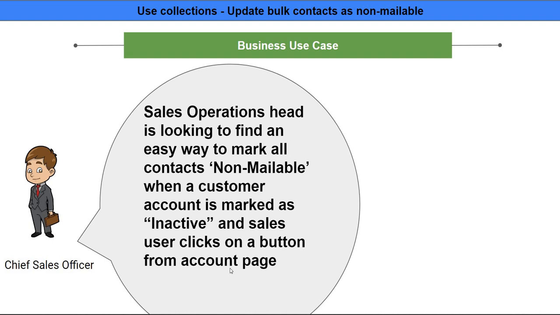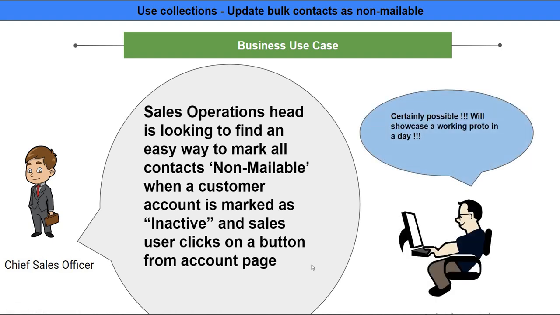So for those customers that have been marked as inactive, the system has to automatically mark all the contacts as non-mailable. We're going to give a button as an option to the sales team to select, so that the system automatically updates each contact as non-mailable. As a system administrator or a Salesforce Flow admin, you are going to do this without writing a single line of code. So let's see how this is accomplished.